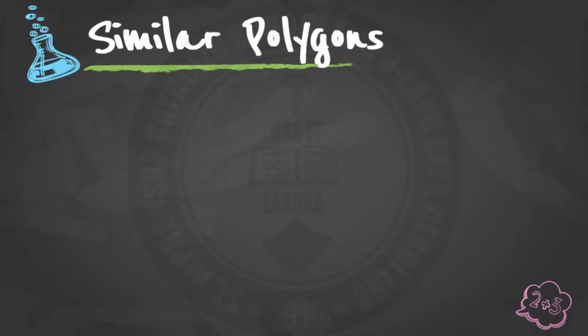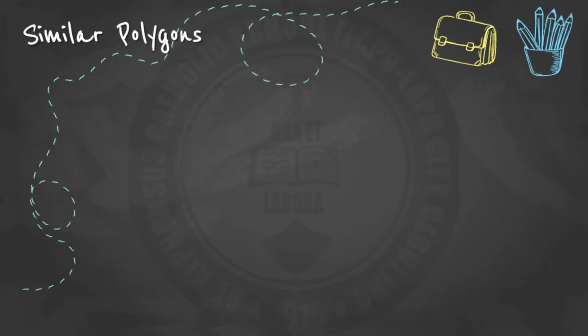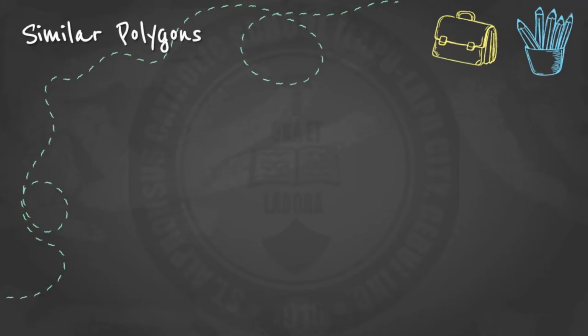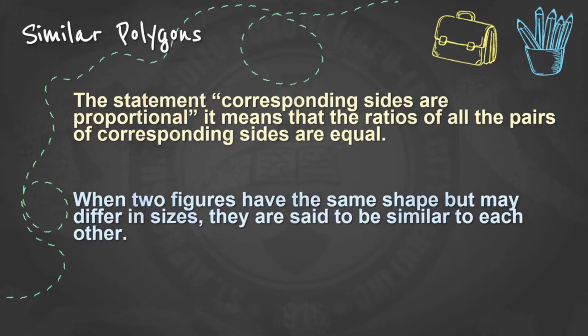What are similar polygons? Two polygons are similar if their corresponding angles are congruent and their corresponding sides are proportional. Let us take note of the following. The statement "corresponding sides are proportional" means that the ratios of all the pairs of corresponding sides are equal.